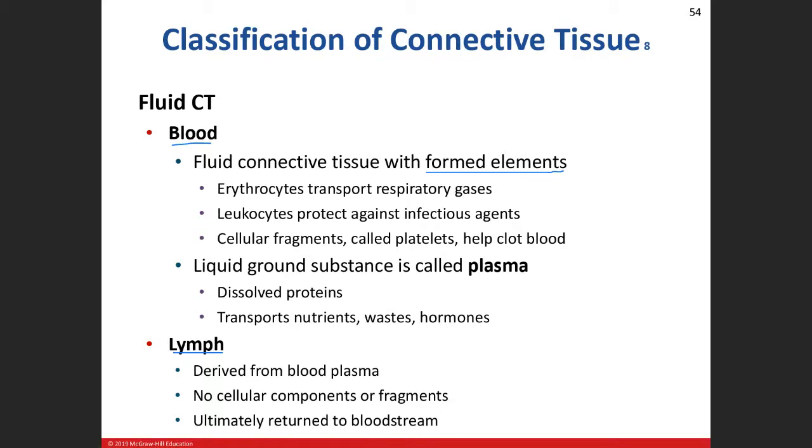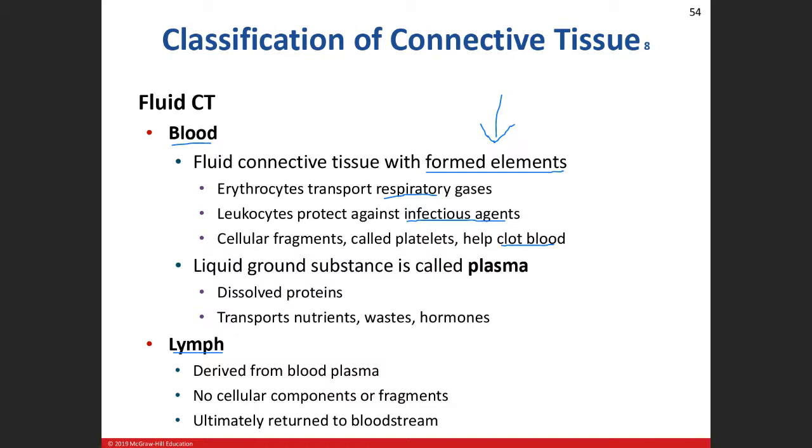Our red blood cells are going to move carbon dioxide and oxygen throughout our body. The white blood cells, leukocytes, are going to help keep us healthy and fight off infectious agents. And platelets are going to help to clot the blood. So those are the formed elements of our blood. Well, our blood's liquid, and that liquid is what we call plasma, which is our ground substance.